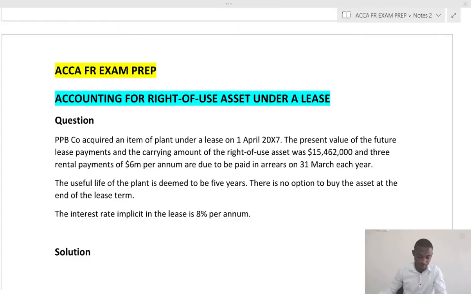In this video, I will be taking you through how to account for a right of use asset under a lease. So the initial measurement of the right of use asset and also the subsequent measurement. How do we account for it? What is the impact on the financial statement? So let's look at the details of this question.